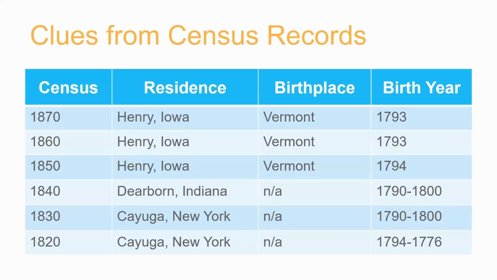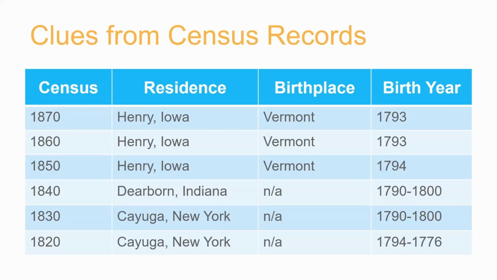So here is an example of clues I gathered from census records. A fundamental part of U.S. research is census records. So if you're not using census records, even those pre-1850 census records, you are not doing research properly in the United States. Make sure you're not missing out on them.